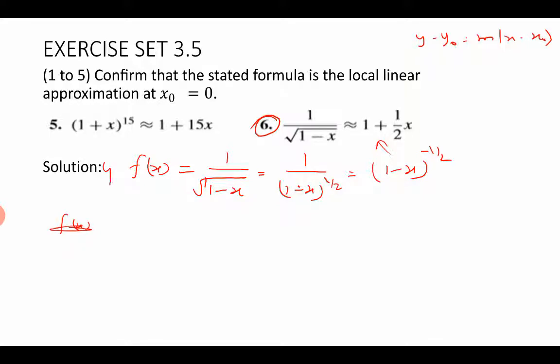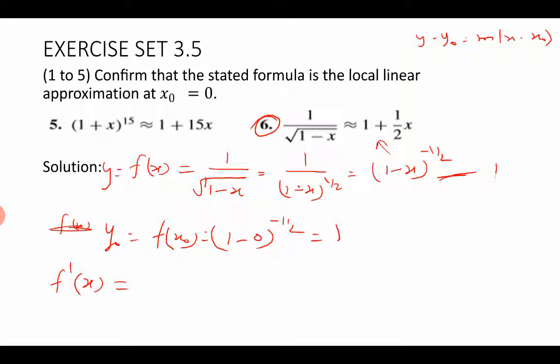y is the given function. What is y0, which is f(x0)? Substitute in the given function. x is 0, so (1 minus 0) to the power negative half, you are getting 1. And now the derivative f prime of x. Differentiate this function, equation number 1. When you differentiate this one, you get negative half times (1 minus x) to the power negative 3 by 2, times negative 1.